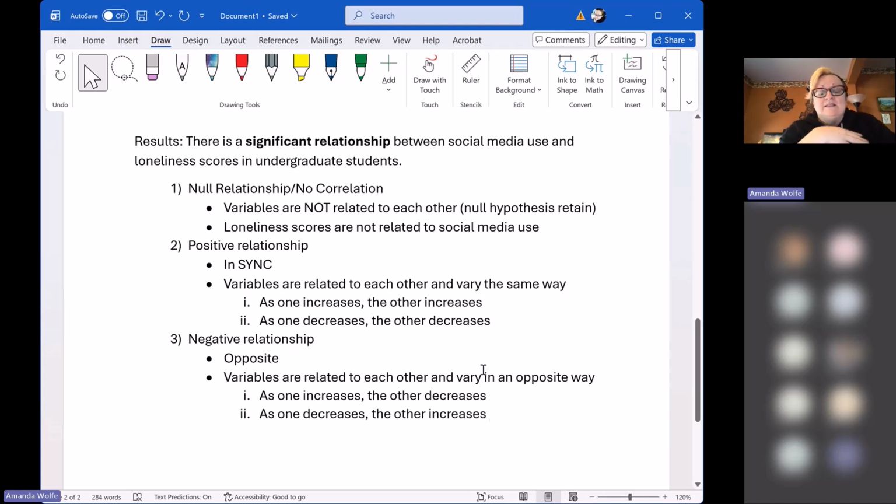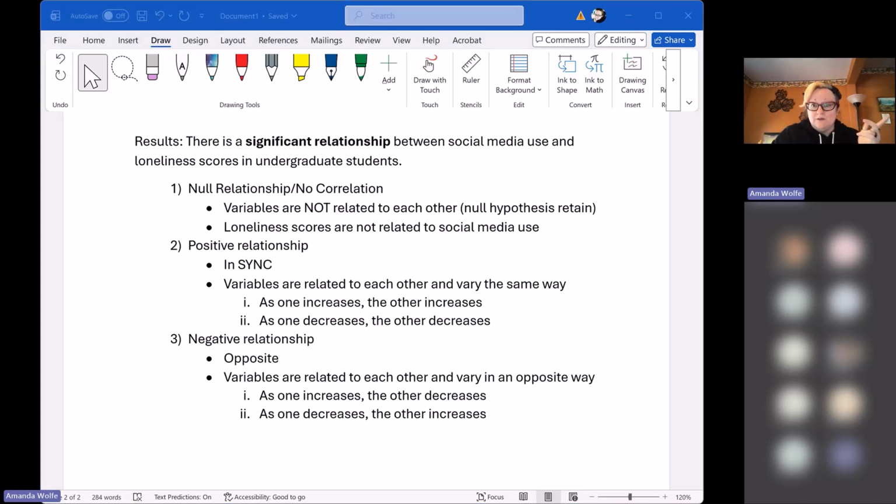So again, in these cases, if we found that it was a positive relationship, as loneliness goes up, social media use would go up. We're not saying that loneliness is causing the social media use. We're not saying the social media use is causing the loneliness, because we're not manipulating anything for a causal claim. We're just saying these two variables are moving together in the same way. They're moving in sync, okay? Or we can find there's a negative relationship, which is as loneliness goes down, social media use goes up. That doesn't really fit with the research, but it's possible.